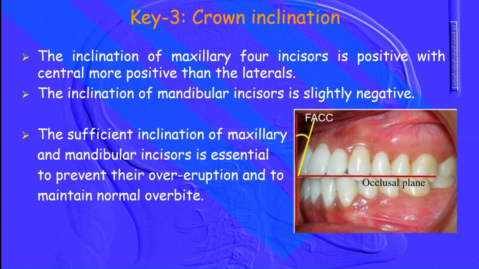The sufficient inclination of maxillary and mandibular incisors is essential to prevent their over-eruption and to maintain normal overbite. Thus, the proper inclination of the maxillary and mandibular incisors is very crucial for the retention of the deep bite corrected during the comprehensive orthodontic treatment. Also, for proper occlusion of the posterior crowns, optimum crown inclination of posterior teeth is essential.